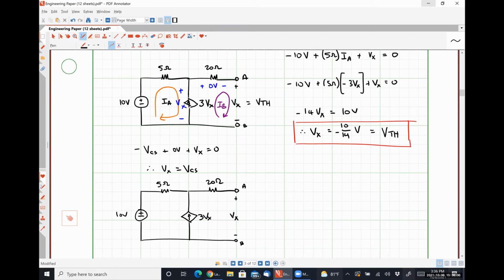So if we want to find the Norton equivalent current, what do we need to do? Short circuit those terminals, okay? And this current is our Norton current. So let me ask you guys a question now that will be critical to our analysis here. What is Vx?